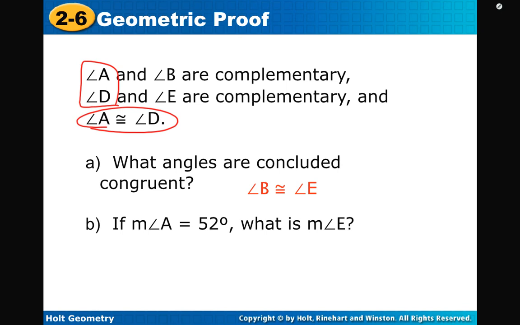So if angle A is 52, what's E? Are A and E the ones that are supposed to be the same? No. B and E are the same, A and D are the same. So E should be 38 degrees, which is really the complement of angle A.